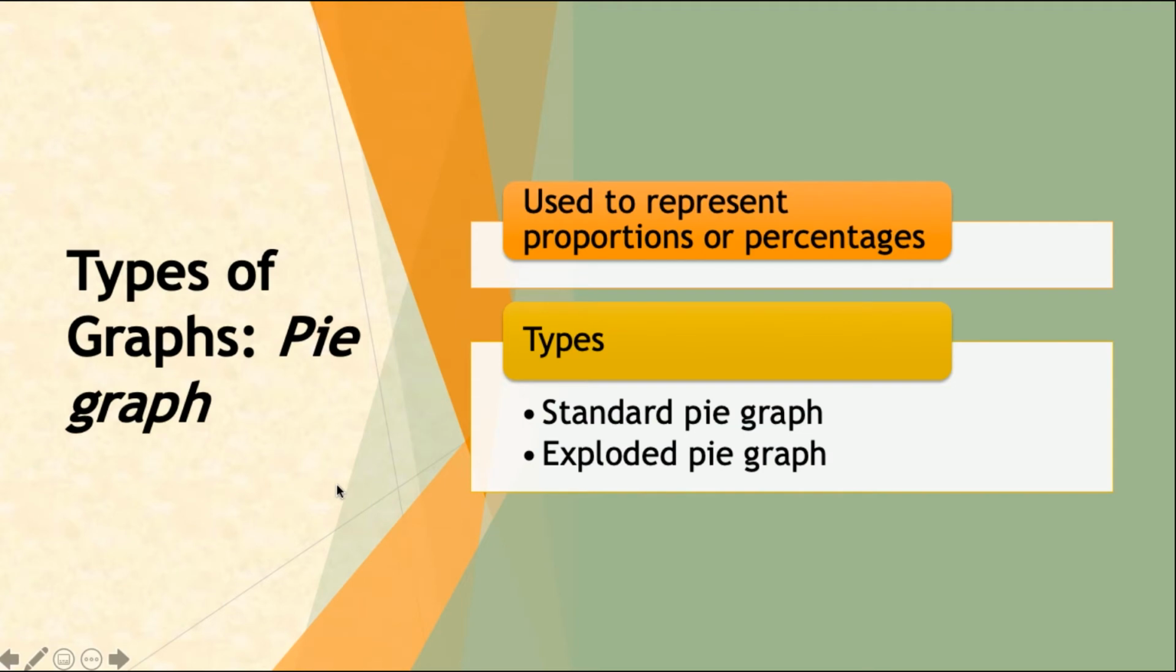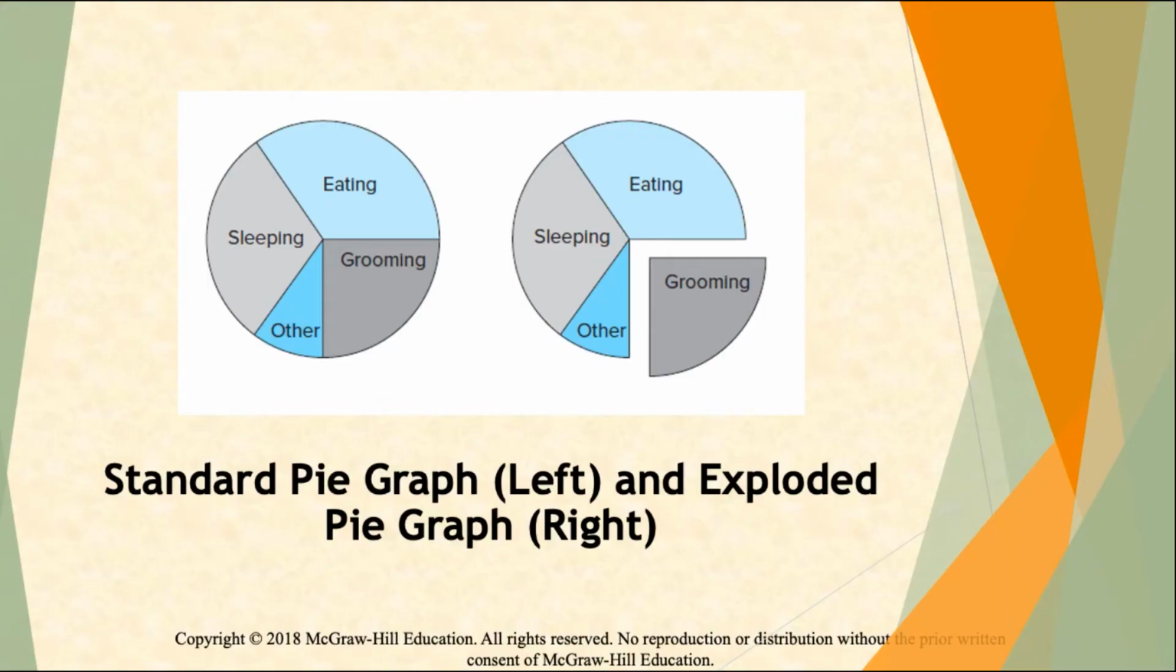Then we have a pie graph, used to represent a proportion or a percentage. We have two types, the standard pie graph and the exploded pie graph, as shown in this graph. The left is the standard pie graph and the right is the exploded pie graph.